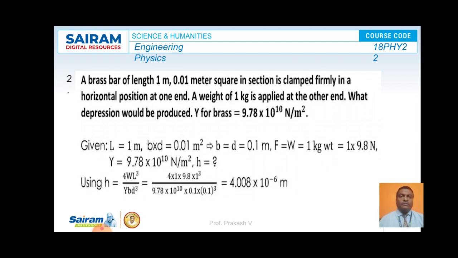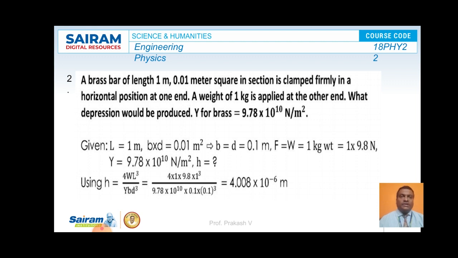The second problem is: a brass bar of length 1 meter and 0.01 meter square in section is clamped firmly in a horizontal position at one end. A weight of 1 kg is applied at the other end. What depression would be produced? Young's modulus of the brass material is 9.78 into 10 to the power of 10 Newton per meter square.